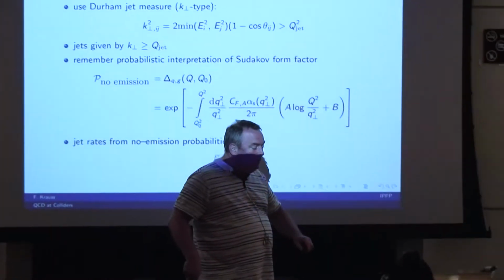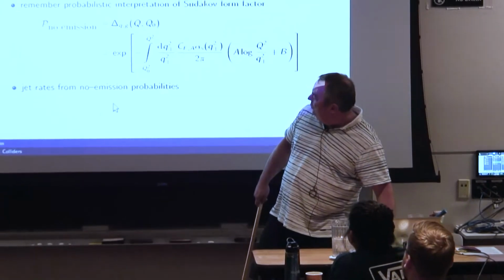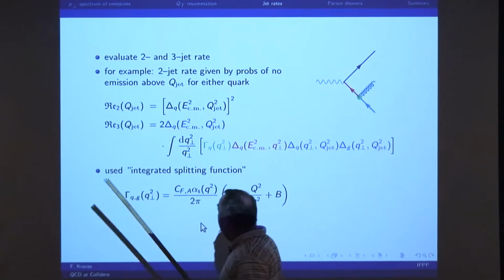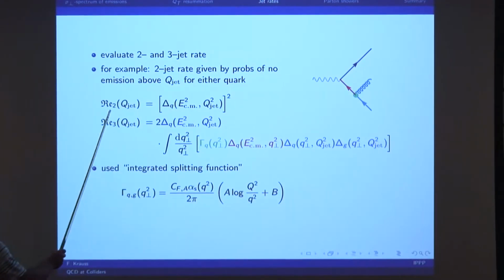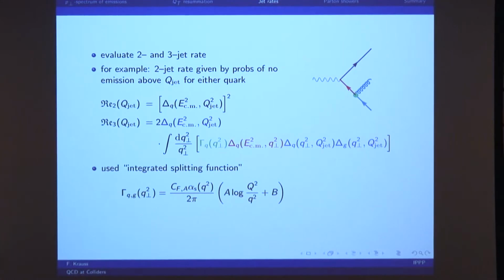So this is exactly what it is. You have to go over here, click and, oops. Okay, so the two-jet rate is just, as you said, the squared thing.